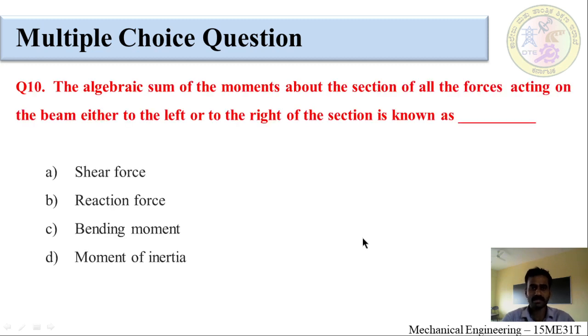Question number 10, the algebraic sum of the moments about the section of all the forces acting on the beam either to the left or to the right of the section is known as. So this is the definition of a parameter. Okay, you have to choose that parameter, whether it is a shear force or reaction force, or it is a bending moment or a moment of inertia. Choose the correct answer from the options.